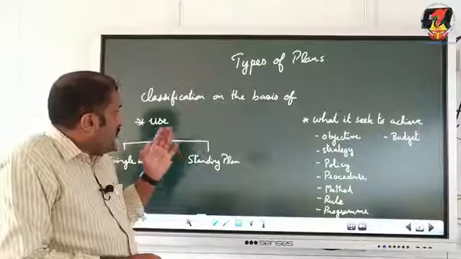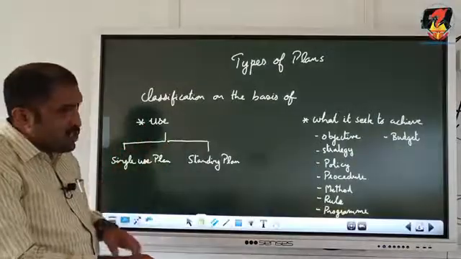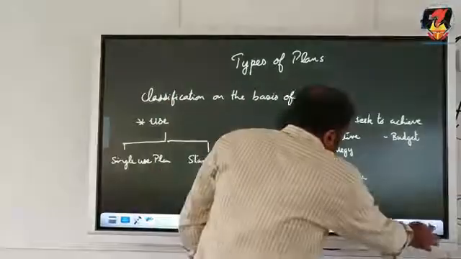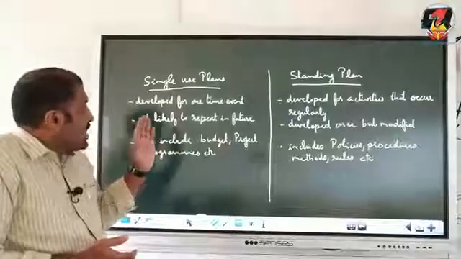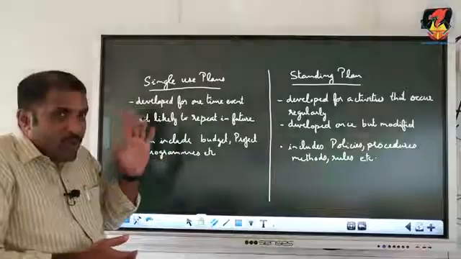Among that, the first thing we are going to see is the classification on the basis of use, standing plan and single use plan. As the name says, you can understand what a single use plan is. A plan which is developed for a one-time event, or a plan which is used for an event which may not occur or may not repeat in future. That plan will be used only once, for dealing with a particular thing. It is not likely to repeat in future. It is used for a one-time event.